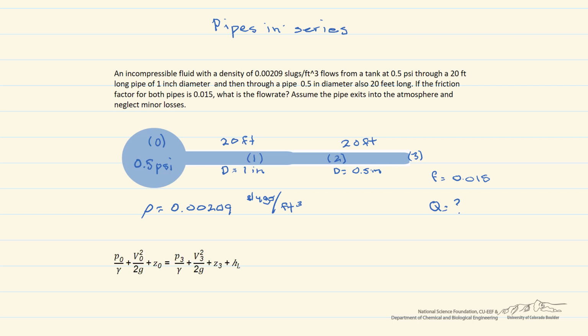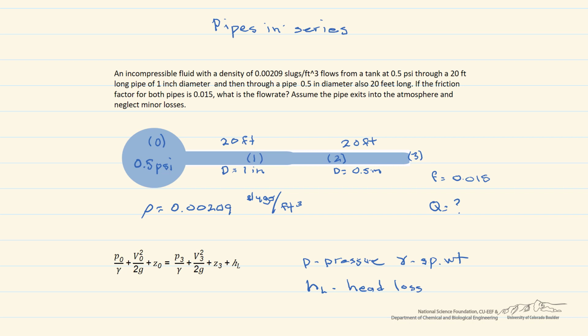And here we have that our P is going to be equal to our pressure. Our gamma is going to be equal to our specific weight, which is density times gravity. Our V is velocity, our g is gravity, and our h sub L is the head loss. And if you remember from the problem statement, this is only major head loss because we're neglecting the minor.